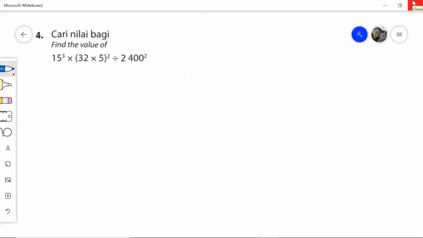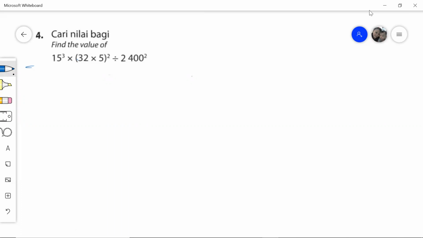Hello, everyone. This is part 2 on the discussion of the HOTS question of Form 3, Chapter 1, Indices. Let's continue. Now, how do we solve this question? Find the value.